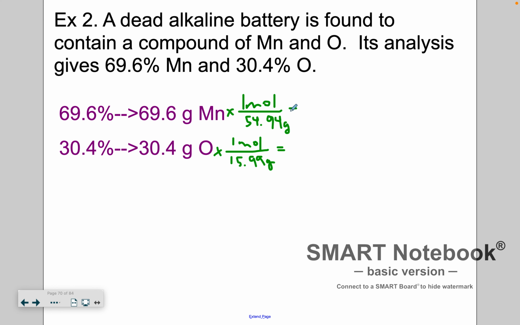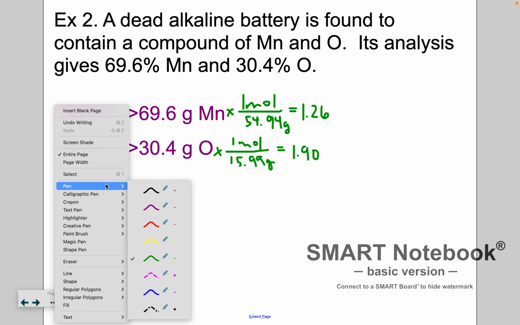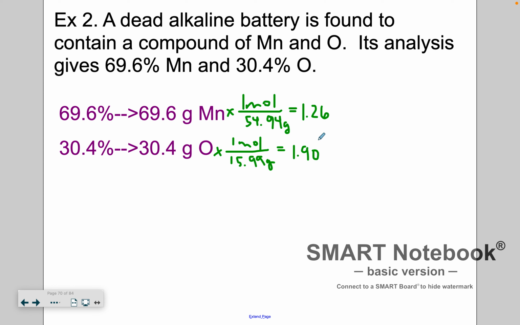All right, so I'm going to punch these into my calculator. 69.6 divided by 54.94, I get a 1.26. 30.4 divided by 15.99, I get 1.90. So the third step is compare your moles, find the lowest, and divide everything by it. So 1.26 is the lowest, so I'm going to divide everything by 1.26.